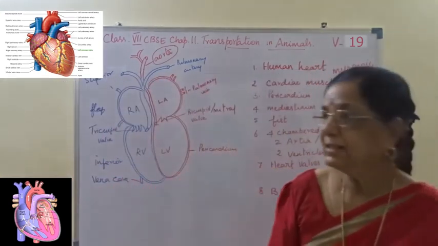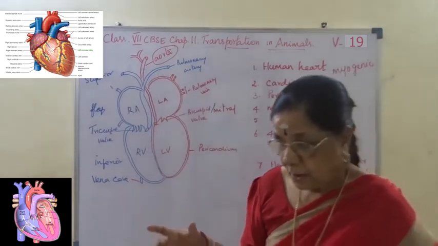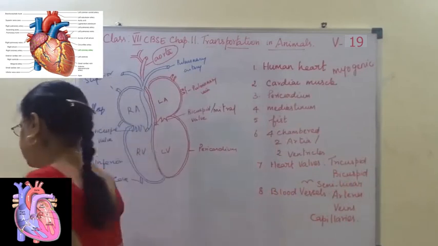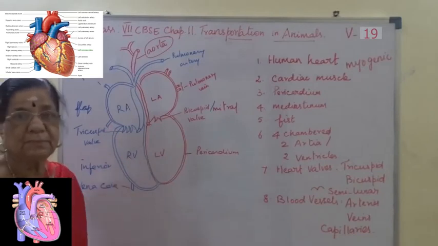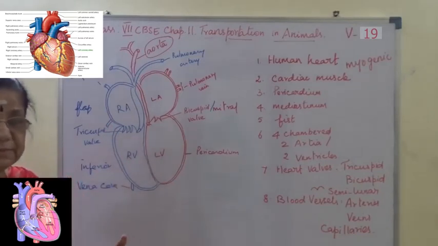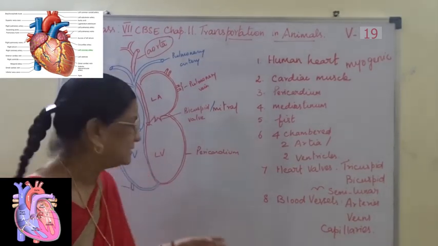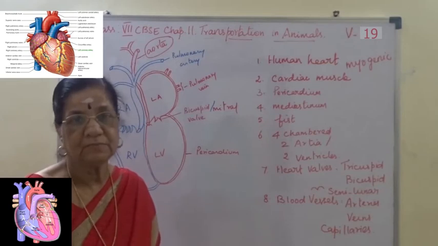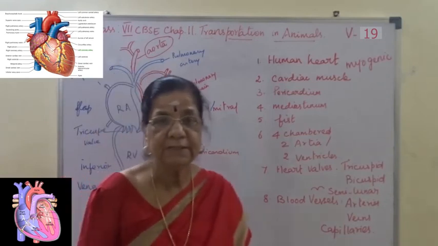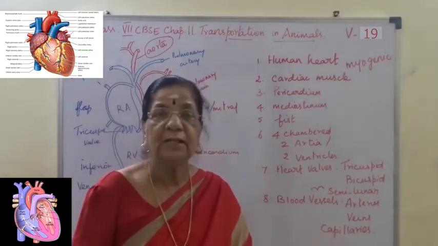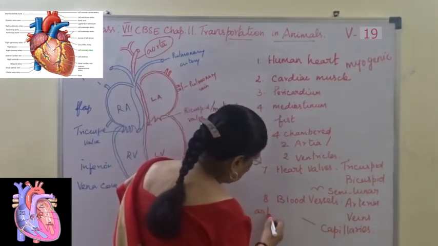Right? So now we say this aorta is branching into arteries. Same way, this vena cava is branching into veins. It is branching into veins and then converges to form the vena cava as superior and inferior. So now these arteries, they are ending in fine capillaries, that is called arterioles.